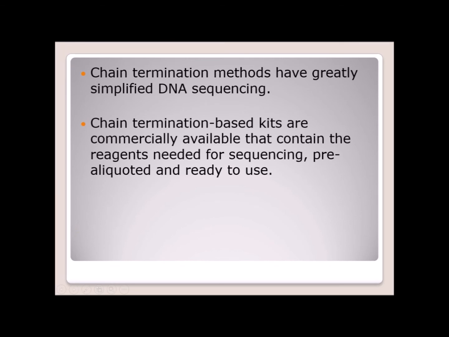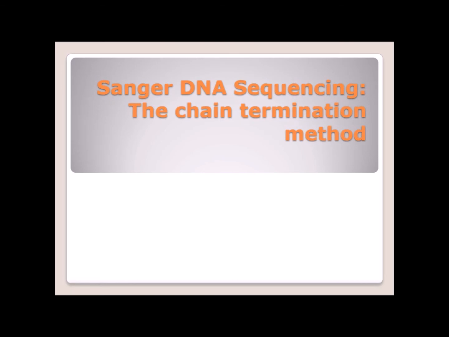The chain termination method has greatly simplified DNA sequencing. Chain termination based kits are commercially available that contain the reagents needed for sequencing, pre-aliquoted and ready for use. So this is a simple explanation of Sanger sequencing.